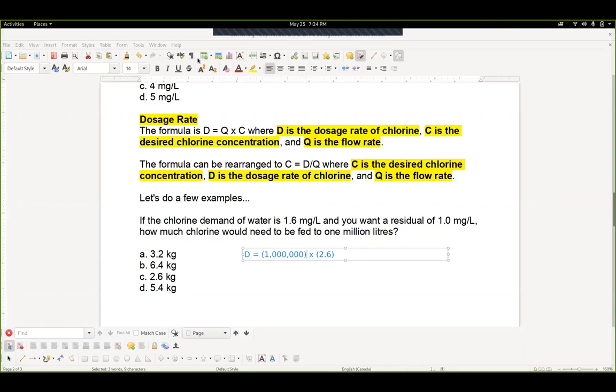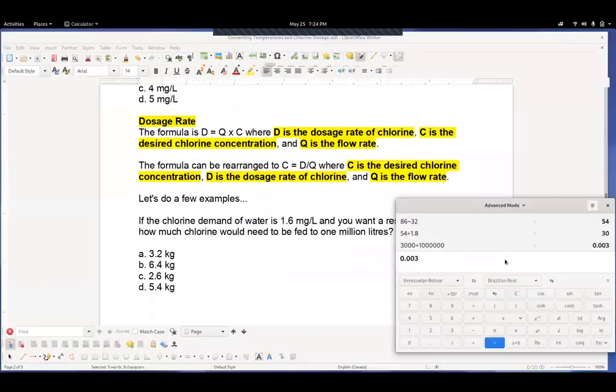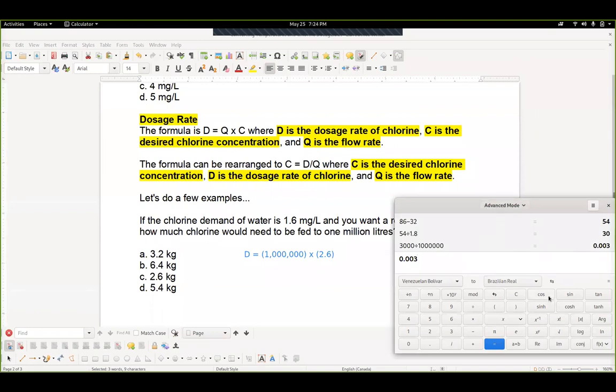So we use our calculator and we multiply that out. We remember that 2.6 is in milligrams. So 1 million times 2.6 gives us 2,600,000 milligrams. So if we want to get to grams, we divide that by 1,000. And if we want to get to kilograms, we divide that by 1,000 again. So 2.6 kilograms.